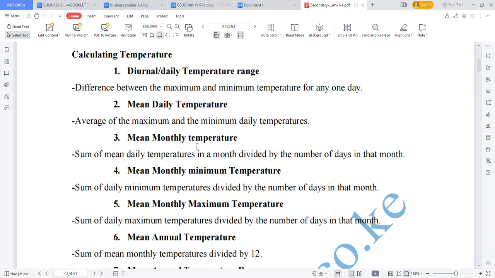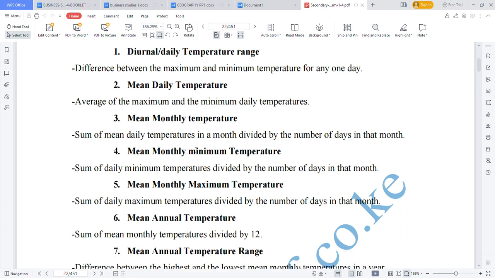Calculating temperatures. How do you calculate temperatures? These are terms you are going to meet in your examination. You'll be given a table with days or months with some temperature data. Then you'll be told to calculate these terms. If you are told to calculate the daily temperature range, it is just the difference between the maximum and minimum temperature for any one day.